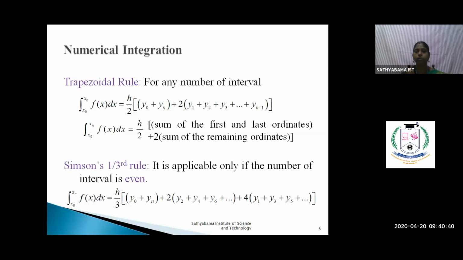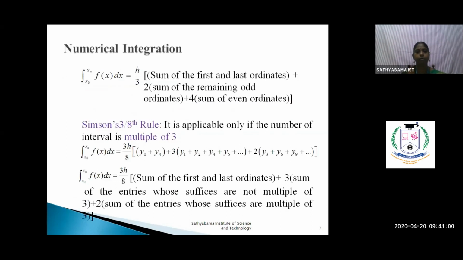So when can we use Simpson's 1/3 rule? If the number of intervals is even. So when you want to evaluate any integral by using numerical integration, we have to see what the number of intervals is. Accordingly, we can choose the formula. That's very, very important.